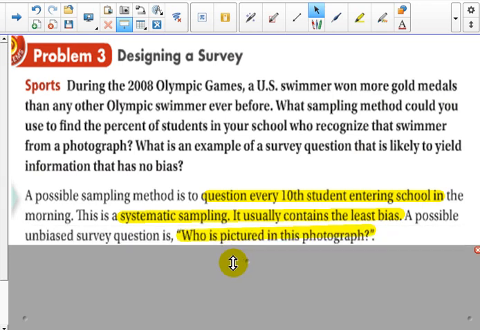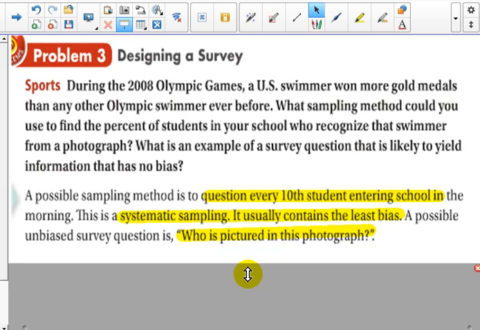A possible unbiased survey question is, who's pictured in this photograph? So you don't even want to say swimmer, because swimmer tells them it's a swimmer. But if it's a picture of him swimming, it would be a little obvious. So depending on what kind of photograph, who's pictured in the photograph? There's nothing there that suggests anything, except who suggests it's a person, which, hello, is a person. And photograph, well, you're looking at a photograph. So there's nothing there that gives you any clue about who it is or what they do. Any questions on that?